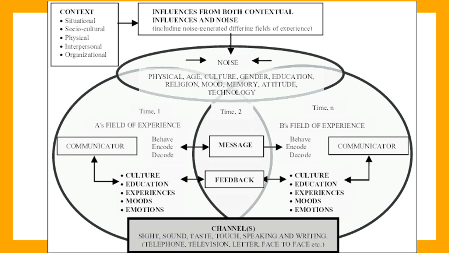This is the model for transaction. The senders and receivers both are known as communicators and both play equally important role in communication. They should relate communication with social reality, cultural upbringing, and relational context, meaning both of them should have a common relationship. The nonverbal feedback like gestures, body language is also considered as feedback in this model. The main purpose of this model is to arrive at commonality, meaning both of them should have the same field of experience, both should have the same culture, education, experiences, moods, and emotions to ensure good communication.